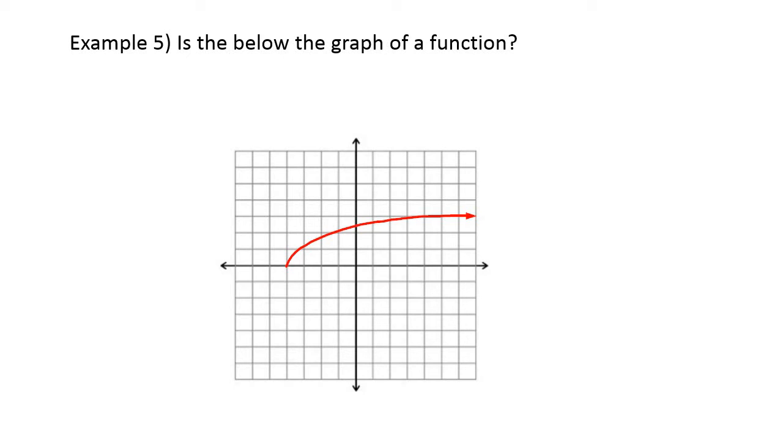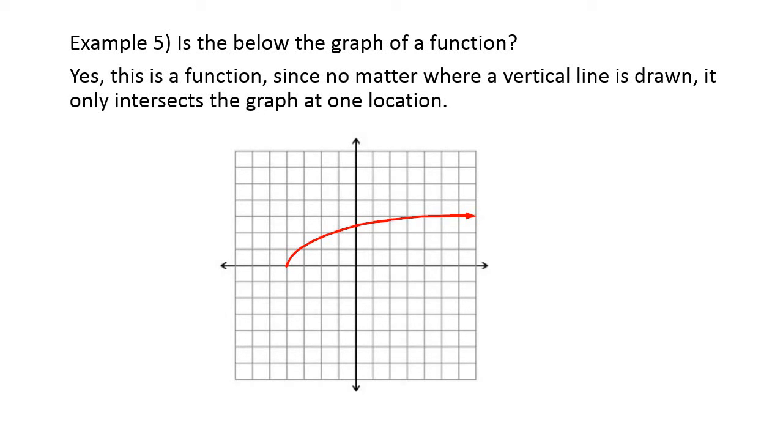Example 5, is the below the graph of a function? Yes, it is. It's similar to an example a couple examples ago, except now I've only drawn the top half of that curve. As soon as I took away that bottom half, which caused it to cross this curve in more than one place, now it's only the top. So no matter where you draw a vertical line, it only intersects in one location. And that's the end of our lesson.